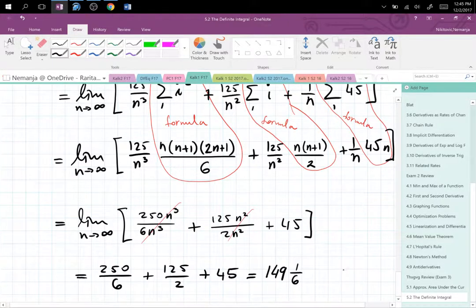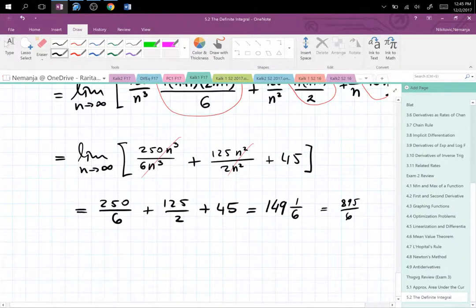Which is as improper 895 over 6. That's the exact area. I mean, if there were no calculation errors, that's the exact area.